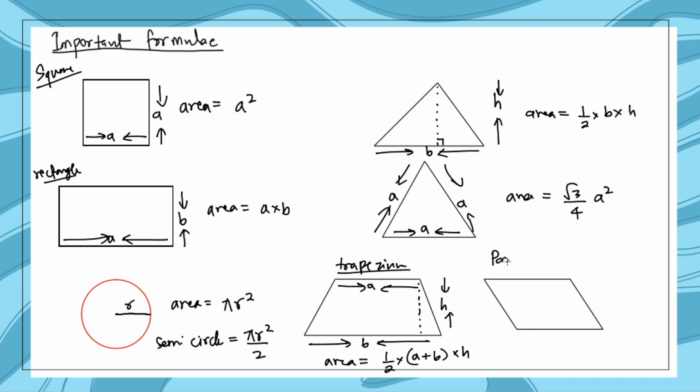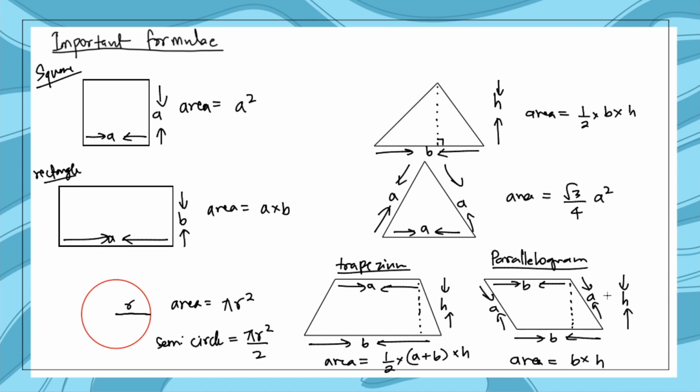Okay, so this is a parallelogram. The difference between a trapezium and a parallelogram is that a parallelogram has two sets of parallel sides, and the parallel sides are equal in length. So if this is b units, the opposite one will also be b units. Same length. And if this side is a units, this also will be a units. Alright, and if the height of this parallelogram is given as h, in that case the area will be given as b into h, base into height.